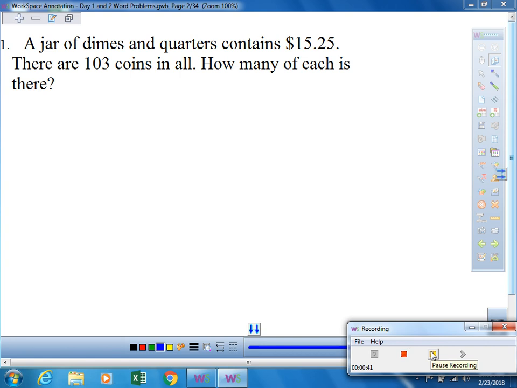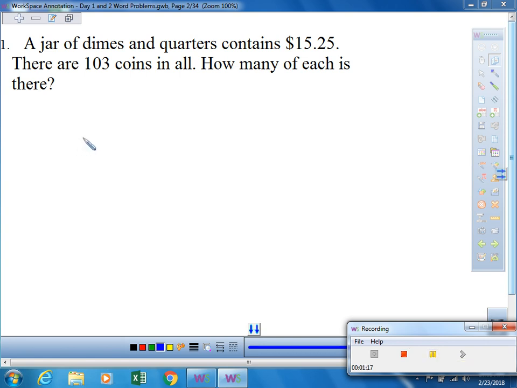Okay, it says a jar of dimes and quarters contains $15.25. There are 103 coins in all. How many of each is there? This is the first type. They give us how many coins we have, so the number of coins, and they give us a value. So they're giving us two different things, so we're going to make a table. We're going to have some columns down here, and titles up here.